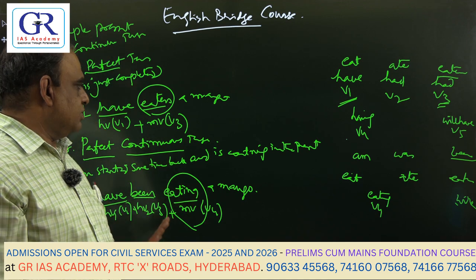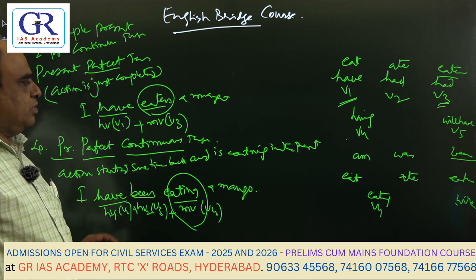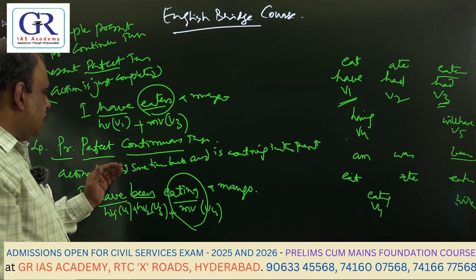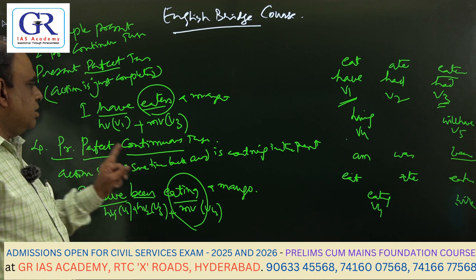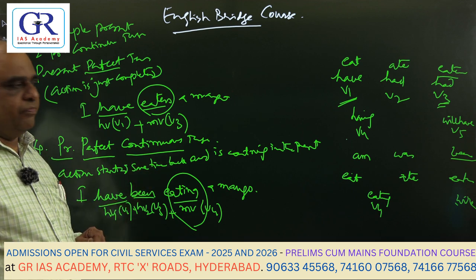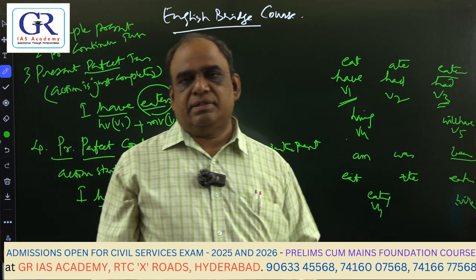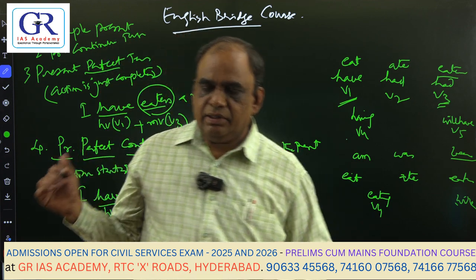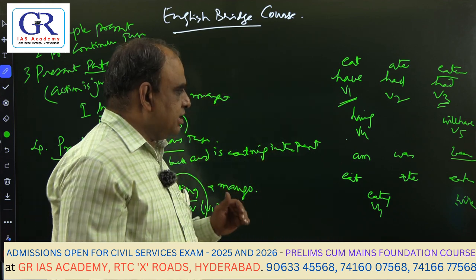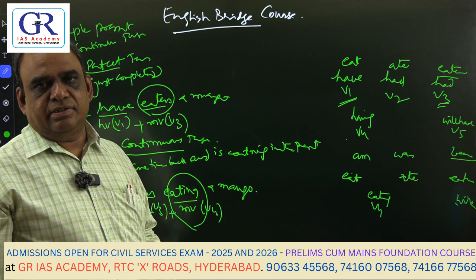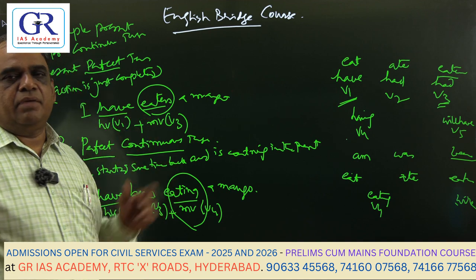Just by replacing the main verb, you can use it for any instance. Remember, you have to use that particular tense in that particular sense only. Only when the action has started some time back and is continuing in the present, then you use present perfect continuous tense. When you are writing your answers, you are supposed to maintain these tense forms properly, because the time sense is reflected in your answers. When you are describing something, you have to use these tenses properly.